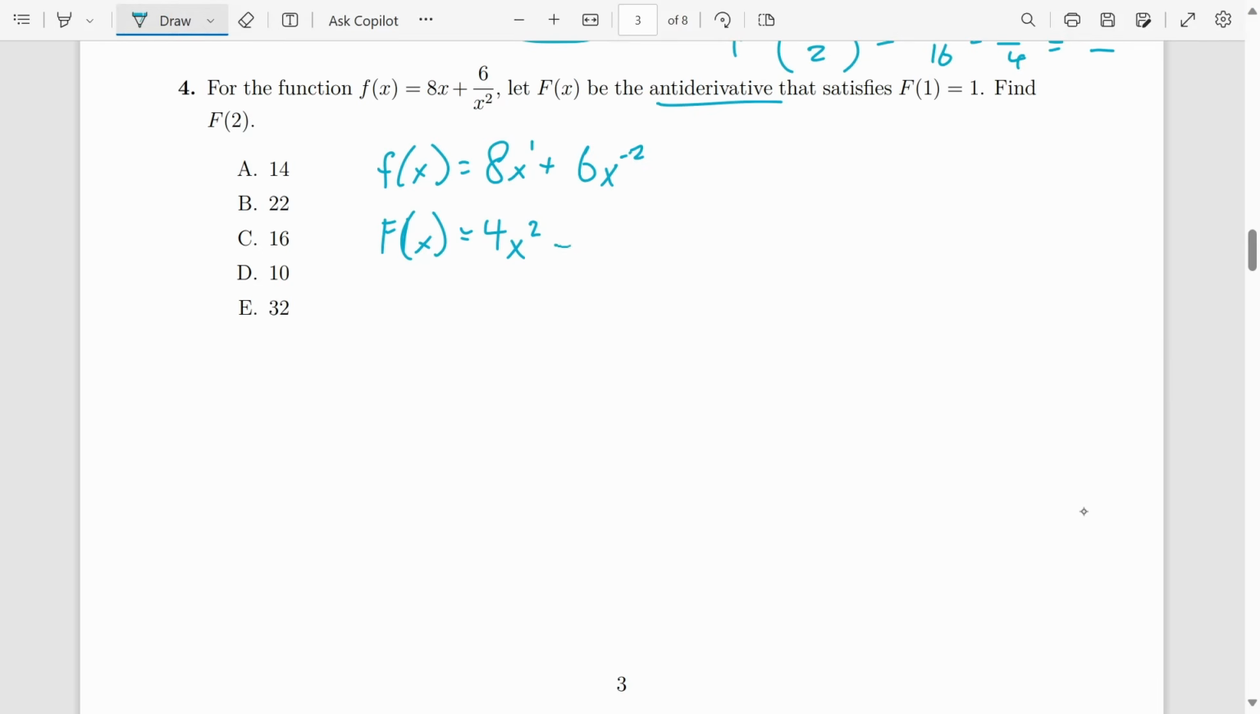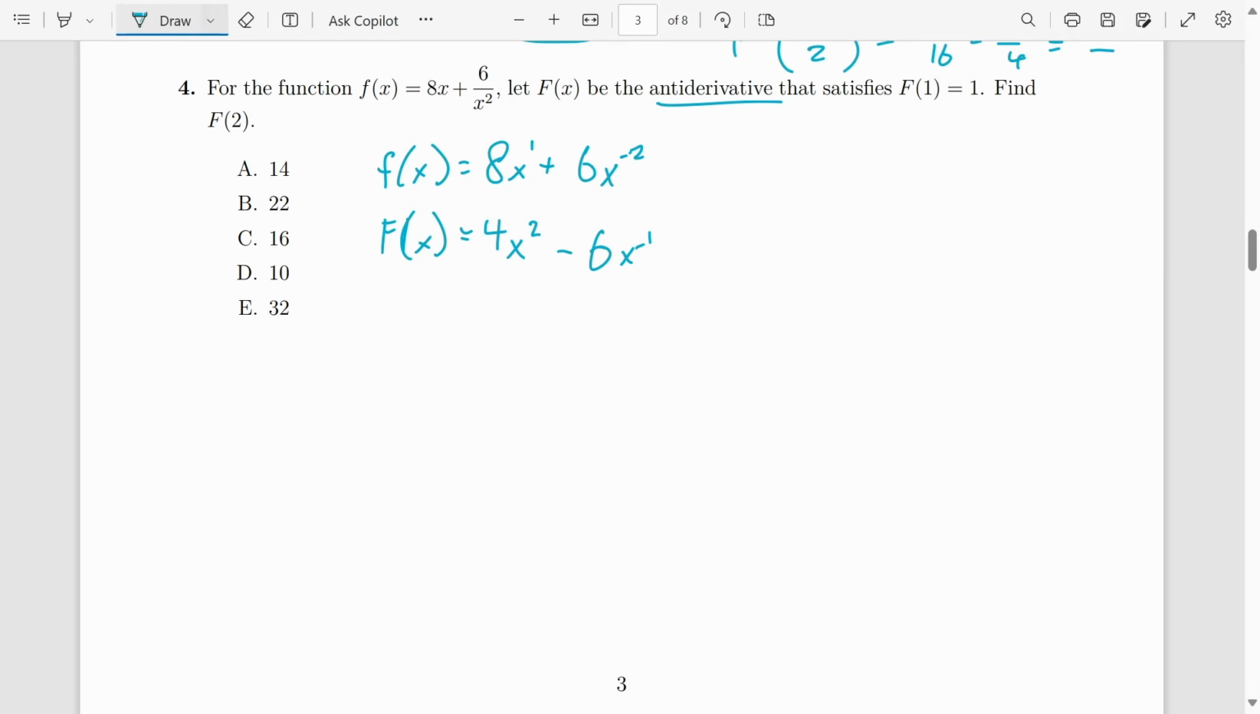Now the second one, 6x to the negative 2 power. Same logic. We're going to increase the exponent by 1, so that's going to be x to the negative first power. And now dividing 6 by it, 6 divided by negative 1, that's just going to be negative 6. So negative 6x to the negative 1 power. And again, we can check our work by taking the derivative of it. Moving the 1 out front would make this plus 6, and then subtracting 1 would leave us with x to the negative 2 power. That's exactly what we have up above. So there we go. We have our full antiderivative.